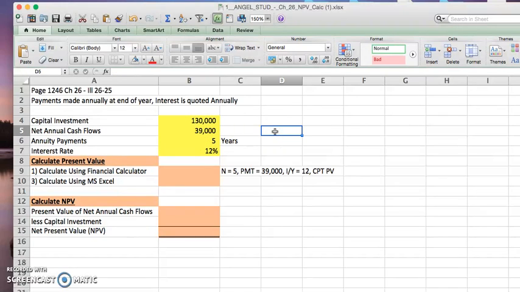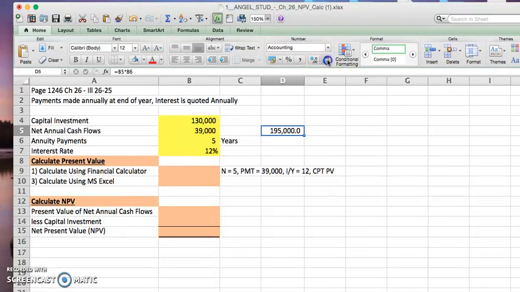Well, if I look at this project and say I make $39,000 a year net annual cash flows, and that's my revenue less my expenses, and I multiply that by the 5 years, I've made $195,000. That seems pretty good. It's $65,000 more than this, but we know as accountants, and we're on the last chapter, which is very exciting, of your book, chapter 26.